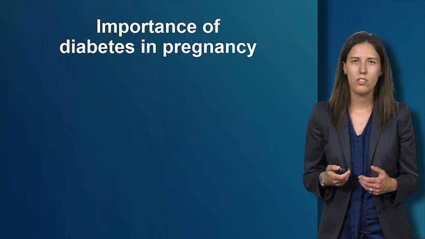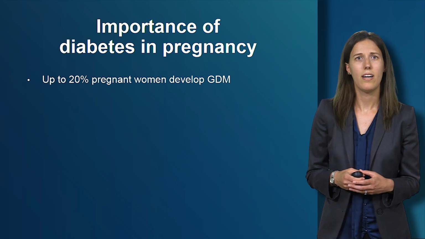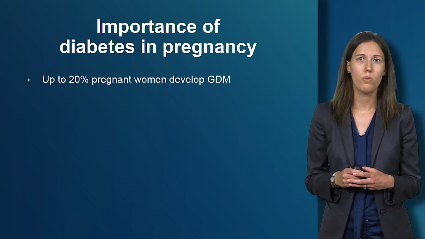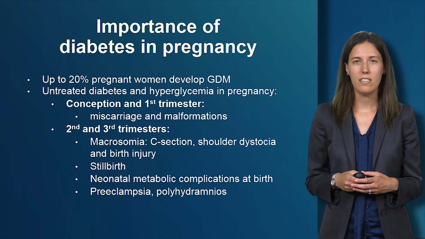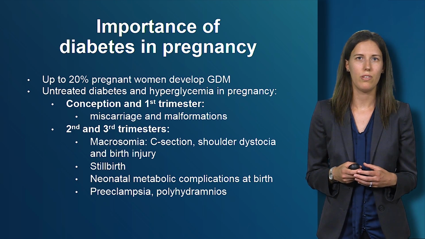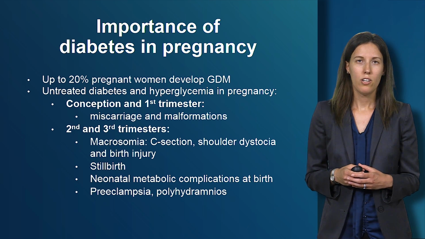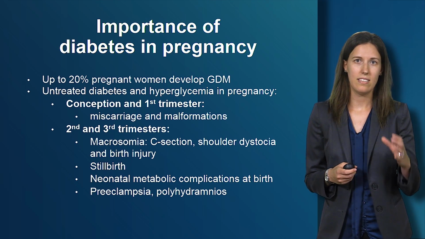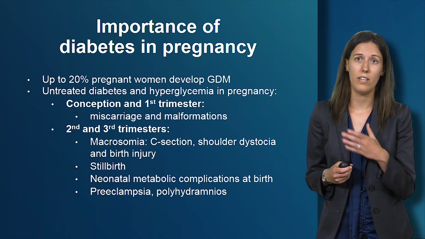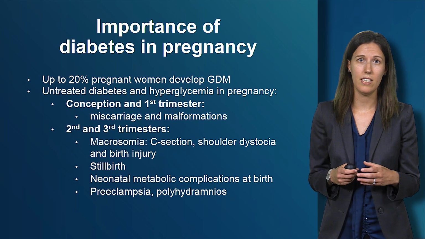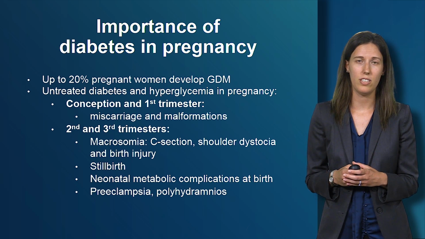Why is it important to address diabetes in pregnancy? It's important because it's common. Up to 20% of pregnant women will develop gestational diabetes. And untreated diabetes and high blood sugars in pregnancy are related to adverse outcomes for both mother and baby. Early on in pregnancy, at conception and first trimester, so this would be pertinent for women with type 1 and type 2 diabetes or a pregnancy. Early on in pregnancy, there is a risk of miscarriage and malformations.